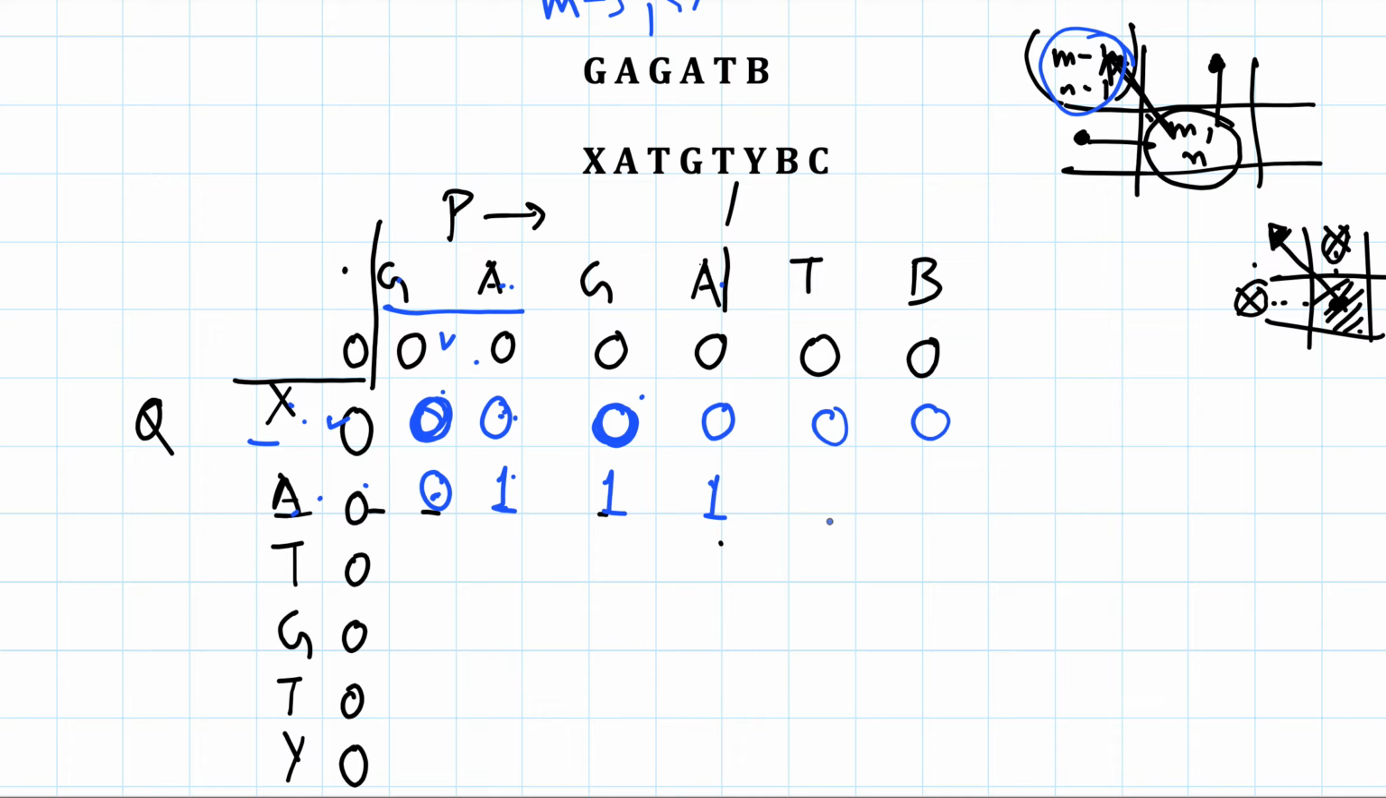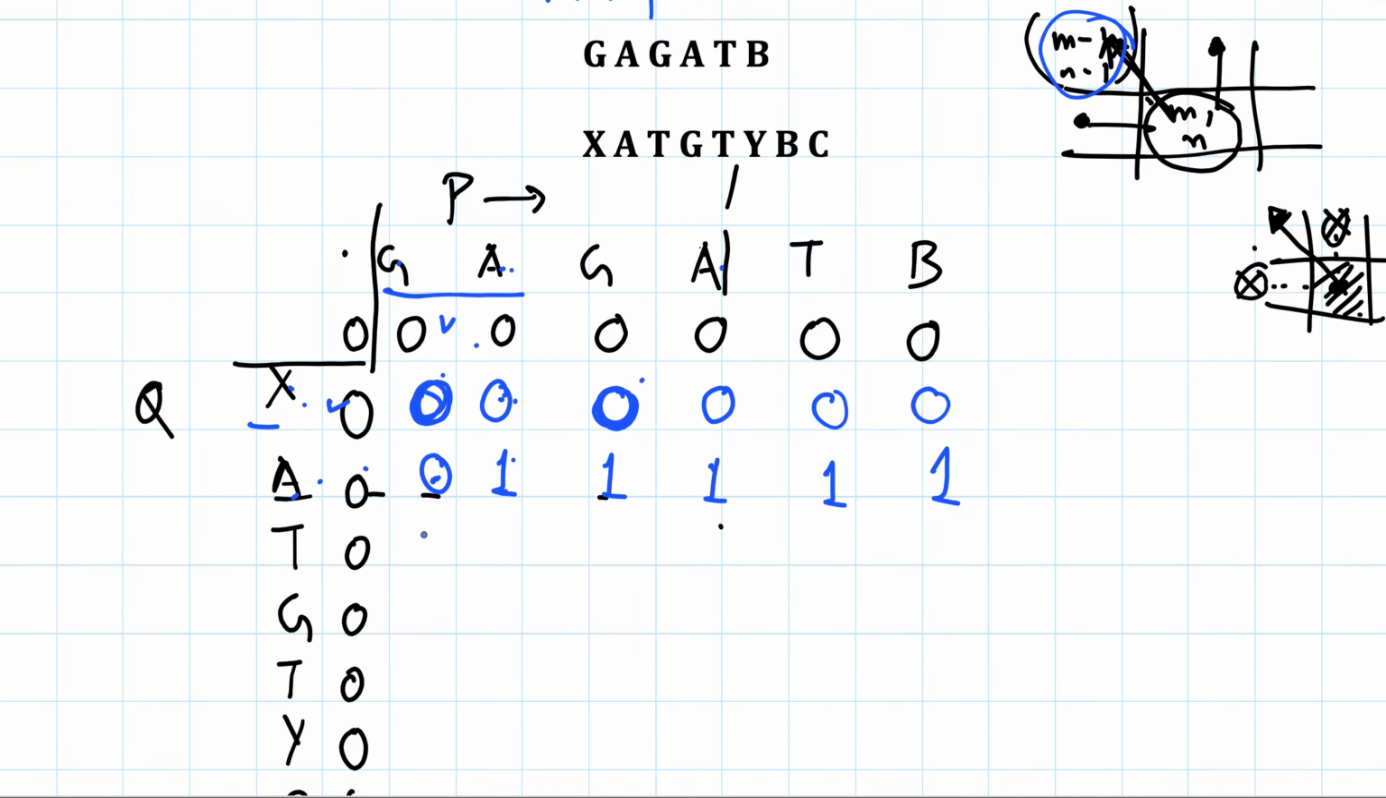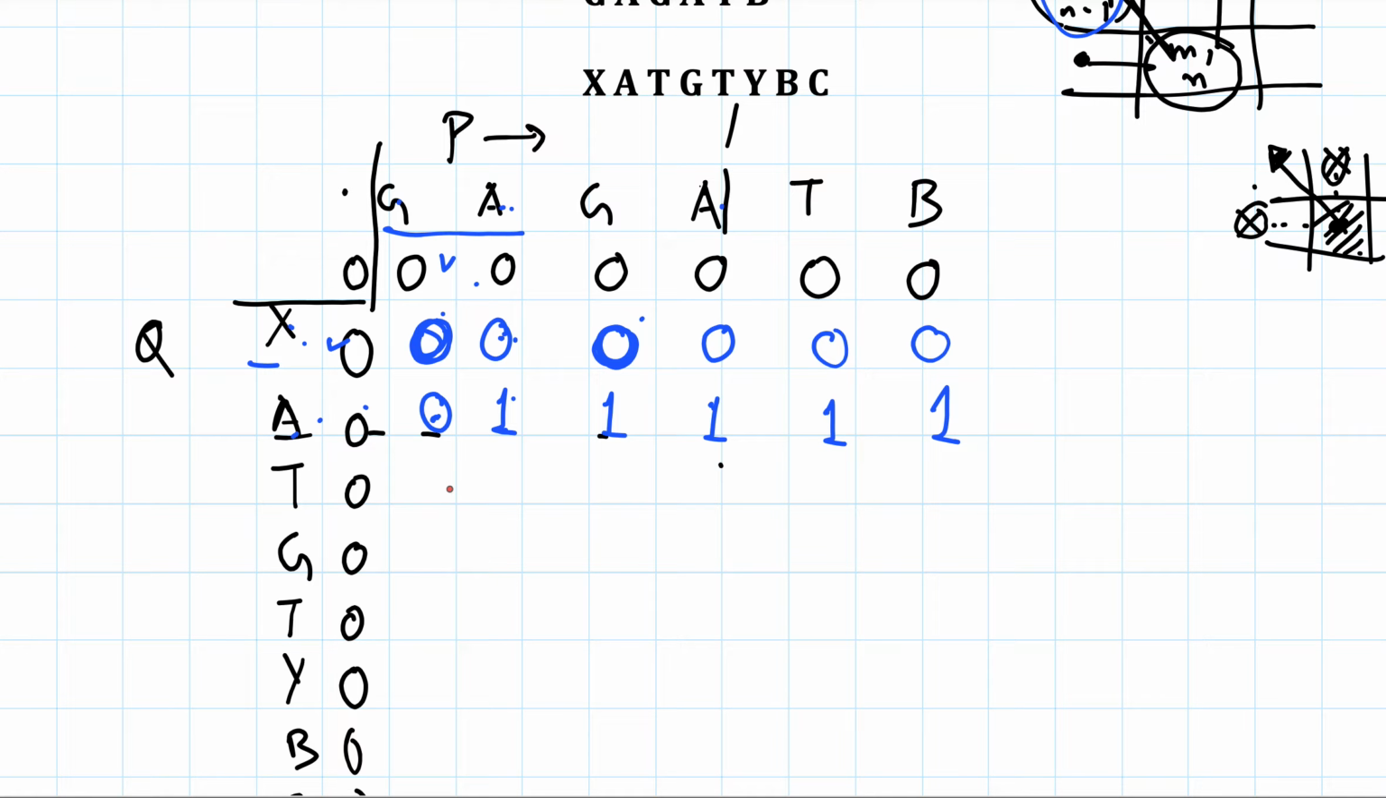Now A and T are not equal. So we will take max of this 1 and this 0, which is 1. Again A and B are not equal, so max of these two is 1. Now we come to the third row. So here G and T are not equal, so we will take max of these two, which is 0. Then A and T are not equal, so max of these two is 1. G and T are not equal, so max of these two is 1.